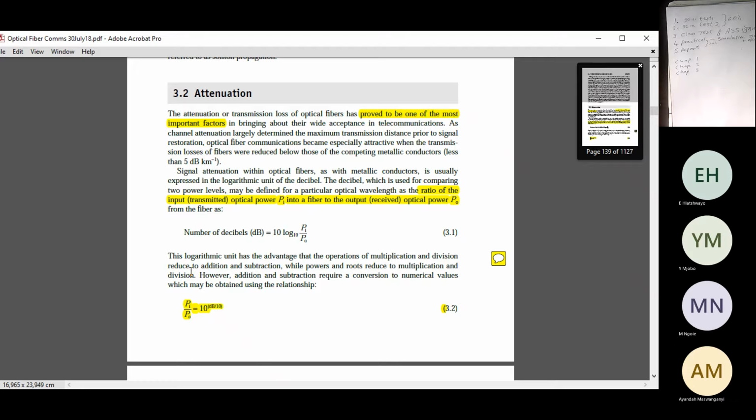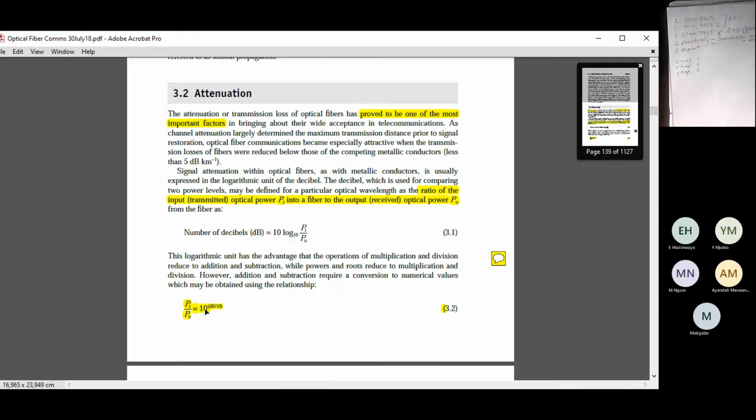So you must be able to work from a ratio to the dB value. This is the ratio, and we can get the dB value of it. And this is the ratio. We can calculate the ratio by taking that dB value and dividing by 10, and 10 to the power of that division.